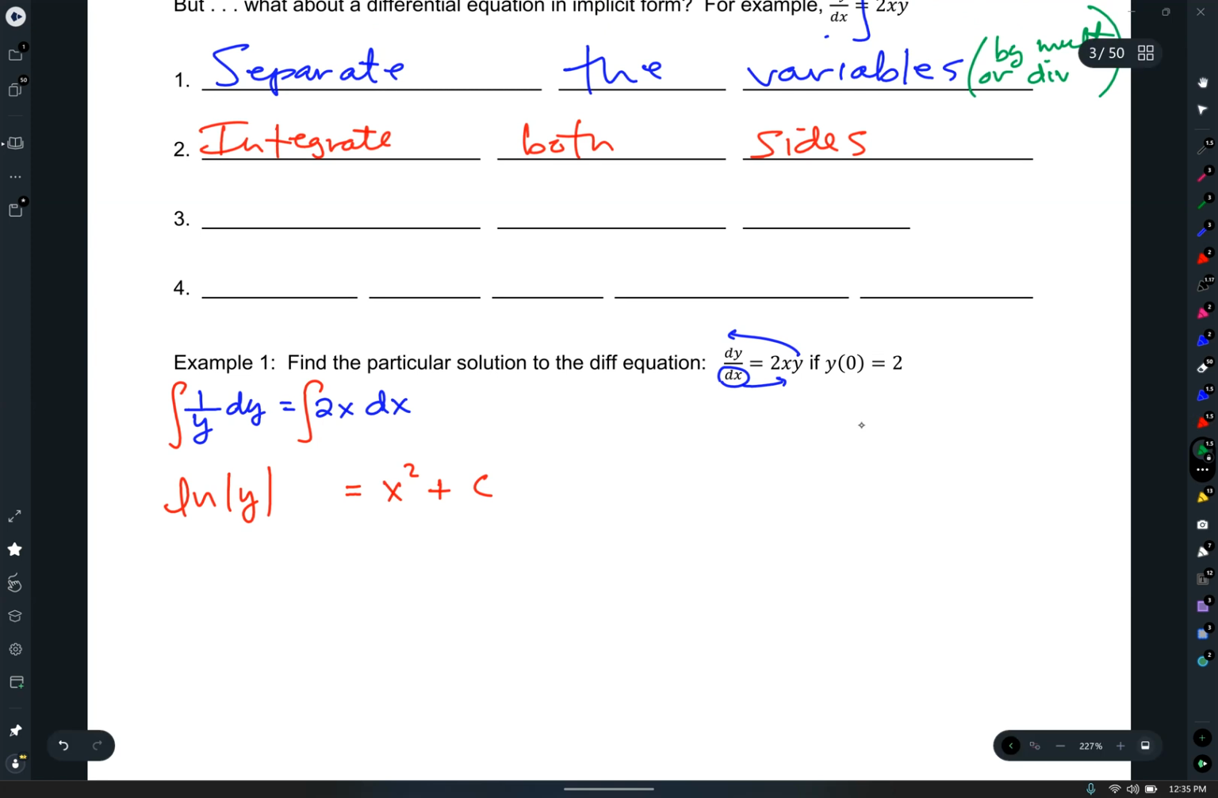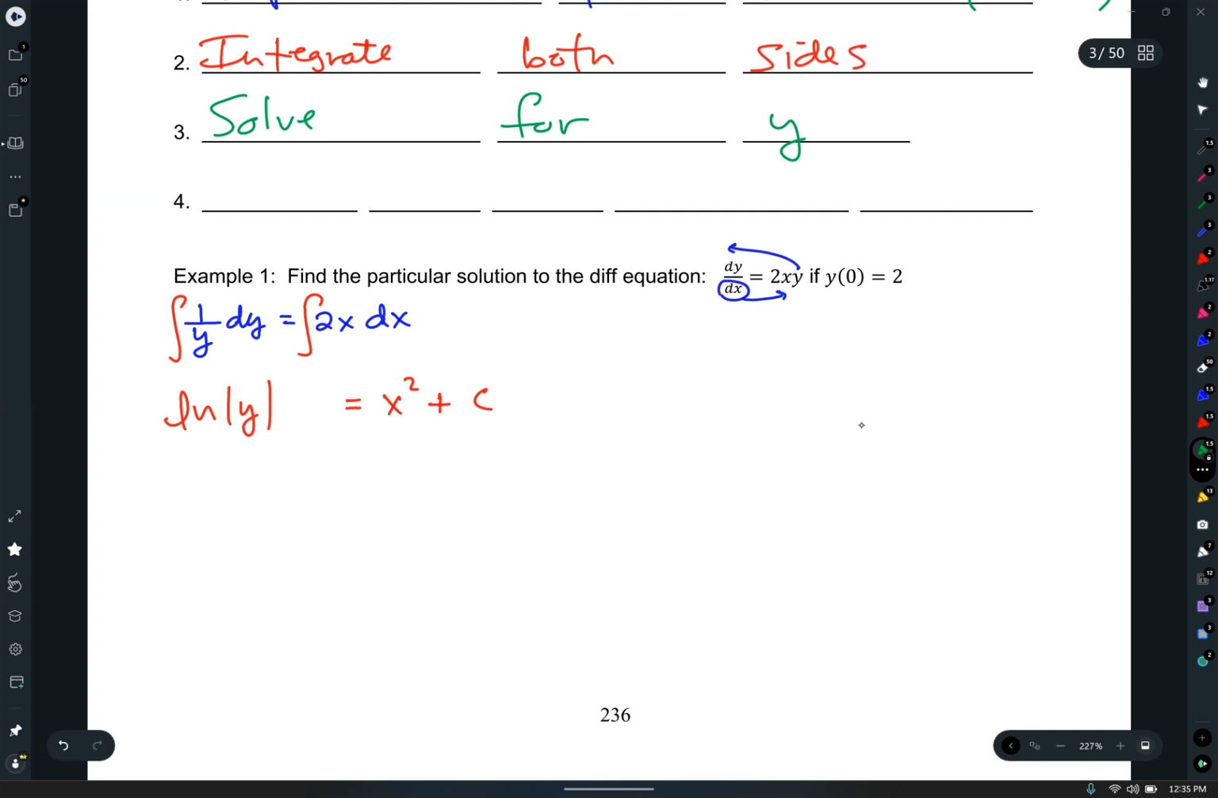Step 3, once you've integrated both sides, solve for y. Because the whole point was to find the original function, right? Find y. Oh, no. How am I supposed to solve this for y? The only way to get something out of a log is to change it into exponential. Now, can I show you something that is kind of icky looking, but it makes it easy to think about?